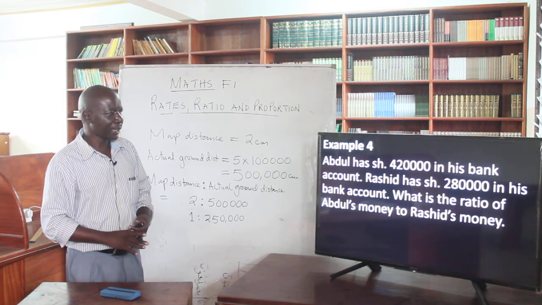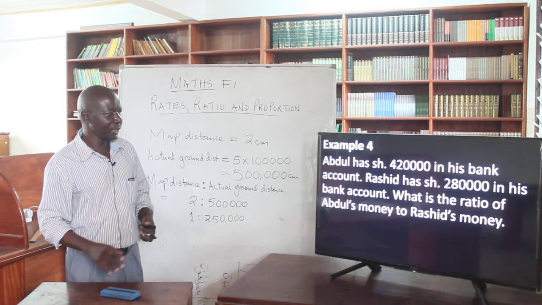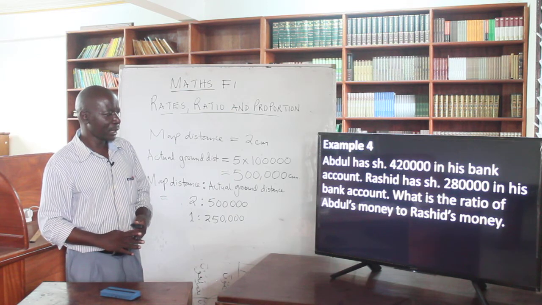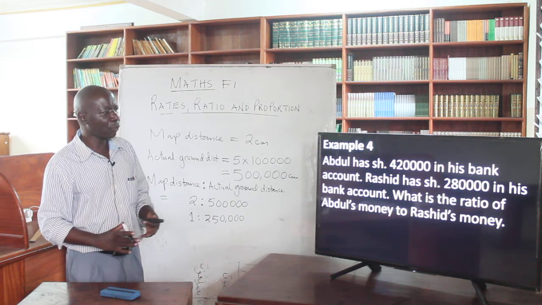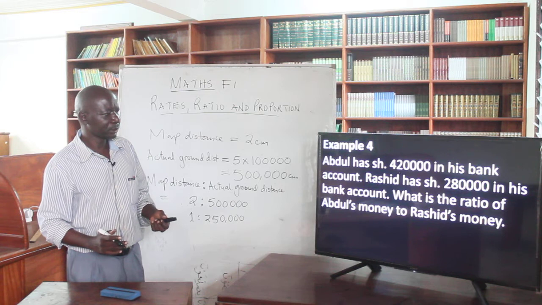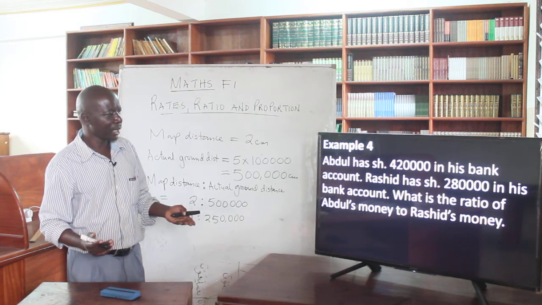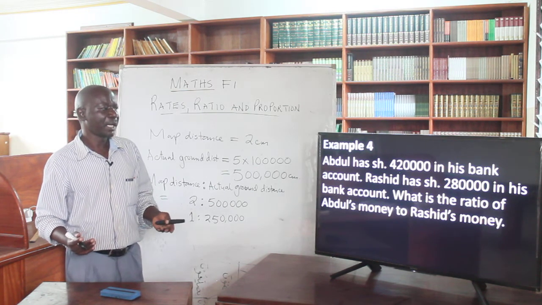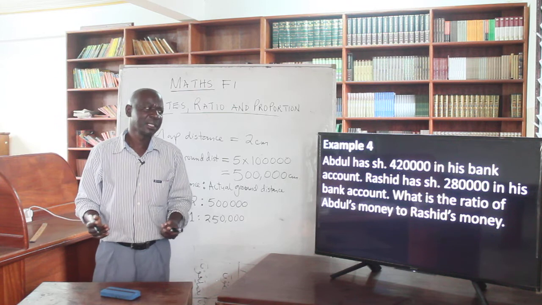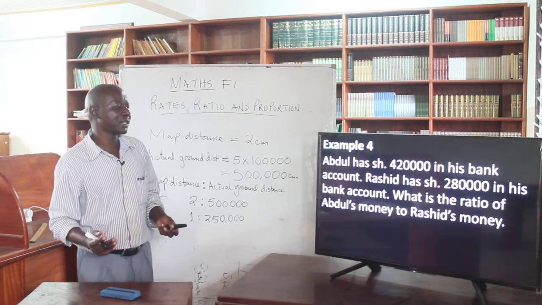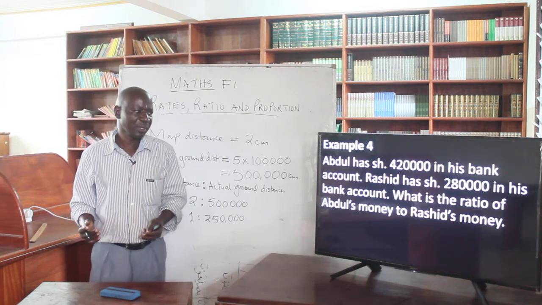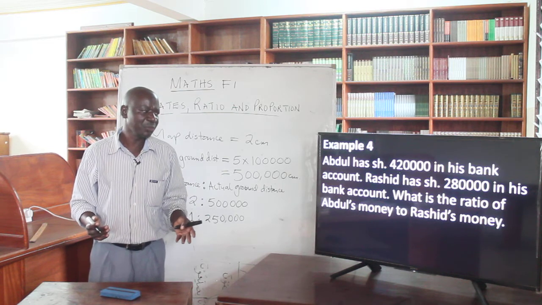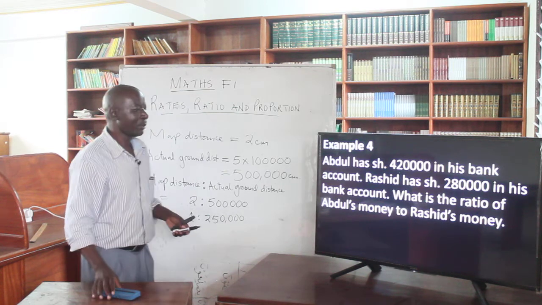Another example I can give is one where we calculate something in terms of ratios. Abdul has 420,000 shillings in his bank account. Rashid has 280,000 shillings in his bank account too. What is the ratio of Abdul's money to Rashid's money?